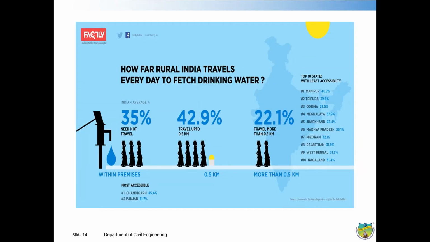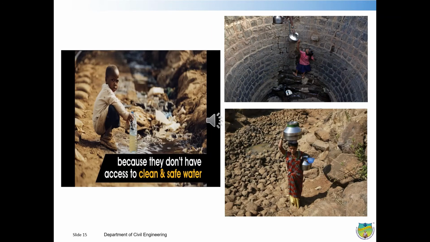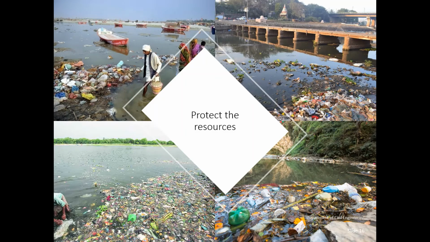You can see how far the rural India travels every day to fetch their part of drinking water. These images give us a clear idea about the resource that is available. It is very important for us to protect our resources, conserve our resources for a sustainable development.